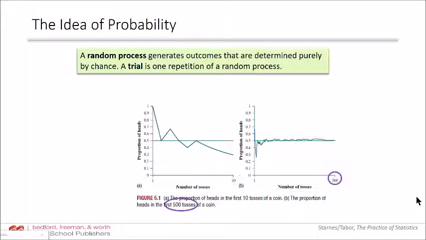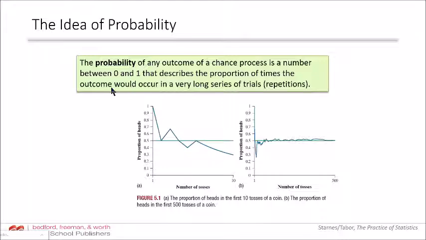Okay? So the probability of any outcome of a chance process is a number between 0 and 1. So probabilities are always between 0 and 1. And remember, those are numbers, but we can write these as decimals. We can write them as percentages. So when we talk about percent, you might have it listed between 0 and 100%, right? That describes the proportion of times the outcome would occur in a very long series of trials.